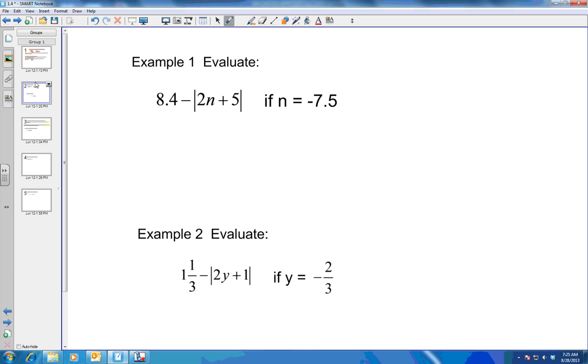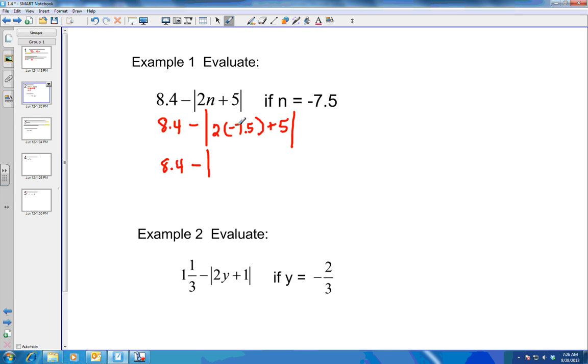All right, so let's look at example 1. Example 1, we're going to evaluate, which just means they're going to give us numbers to plug in, and then we're going to come up with our answer. So I have 8.4 minus the absolute value of 2 times -7.5, I'm plugging that -7.5 in place of my n, plus 5. And when we evaluate expressions, we count absolute value bars the same way we would as parentheses. So we have to follow the order of operations. So I have 8.4 minus absolute value bar, 2 times -7.5.